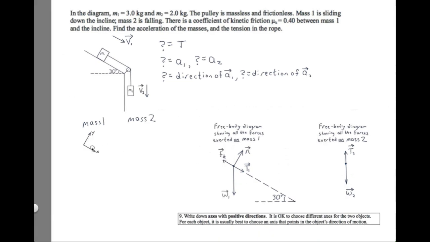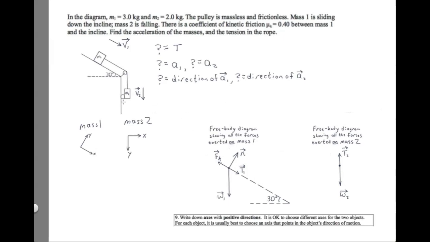I've chosen a positive x direction for mass 1, pointing parallel to and down the incline, because that's the direction that mass 1 is moving. And then the conventional choice for the positive y direction when an object is moving on an inclined plane is for the y-axis to be pointing perpendicular to and away from the surface. So that's what I've chosen here. Now mass 2 is moving straight down. So I'm going to choose a positive y-axis pointing straight down.